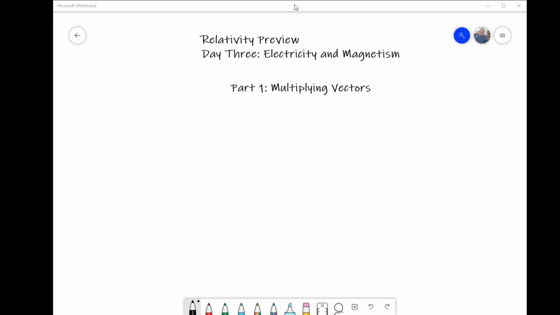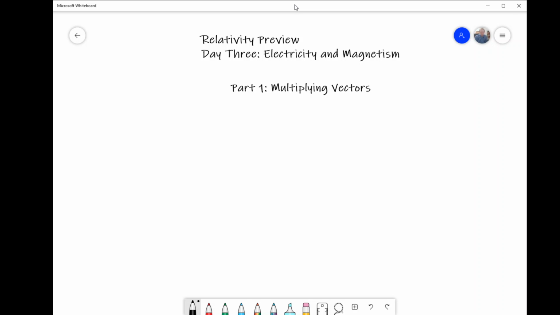So in day 3 of our 5-day look at relativity, we're going to get into electricity and magnetism. Now we know that it was Maxwell's equations that were the driving force behind electricity and magnetism. Maxwell's equations allow us to do pretty much anything with electricity and magnetism, but they seem to be incompatible with Newtonian mechanics. So now that we've seen that Newtonian mechanics were the flaw, to really understand what's going on, we need to dig into Maxwell's equations further.